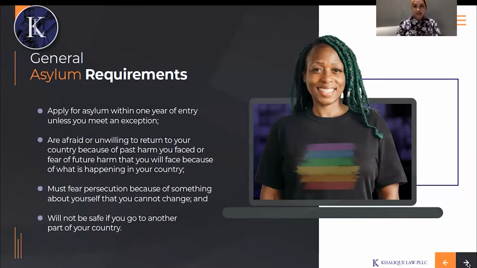And the other thing that is on the burden of the government to establish is that you won't be safe if you go to another part of your country. So let's say you're from a particular city in your country and it's dangerous for you to return there. If it's possible for you to go somewhere else in your country, then you may not be granted asylum. So you have to demonstrate that there is nowhere else in the country that you can go. It doesn't matter what city you're in, your life will be in danger because of these things about you that you cannot change.